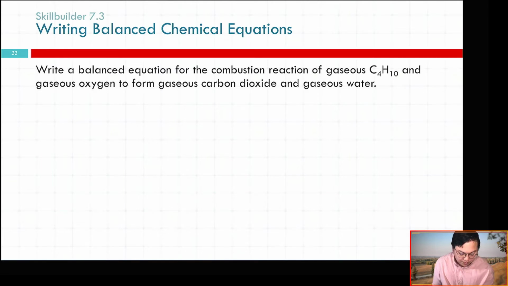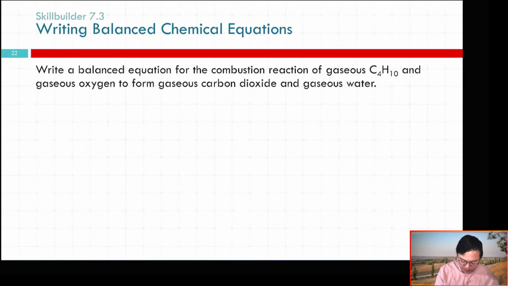Okay, so now we're working with writing a balanced chemical equation for the combustion of gaseous C4H10, which is butane, and gaseous oxygen to form gaseous carbon dioxide and gaseous water. Gaseous water is still H2O. If you boil water, it's still water, it's just in a gas form.